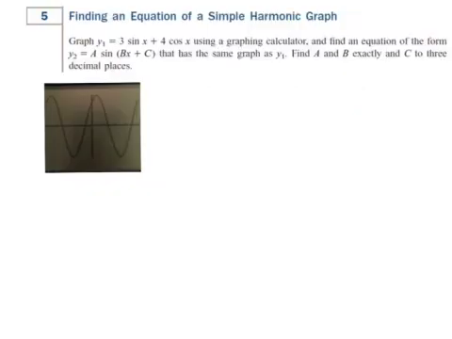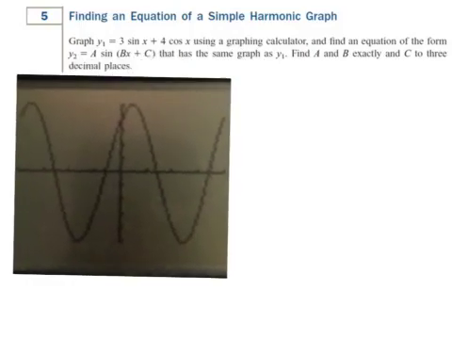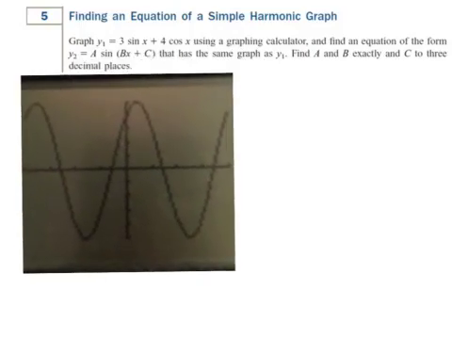Okay, so our next one here, we've got the graph of y1 equals 3 sine x plus 4 cosine x. Let me stretch this out so we can see what we've got. We want to use this graph to find another equation so that we just have one trig function. First thing we need to do is find our amplitude, and our amplitude is 1, 2, 3, 4, 5. Then we need to find out what our period is.